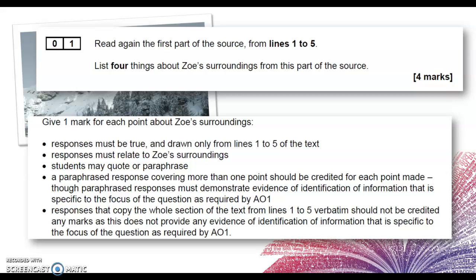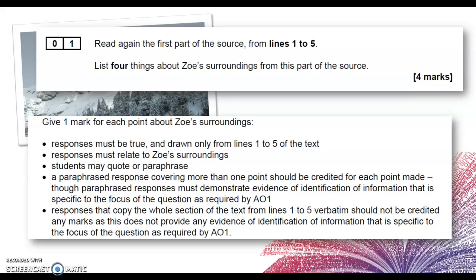You might find a detail about Zoe's surroundings in line number 8. You wouldn't get the mark for it if you wrote it down here, because even though it is right about Zoe's surroundings, it's not from the right part of the text. So again, that's a way to avoid throwing away valuable marks. The responses must relate to Zoe's surroundings.